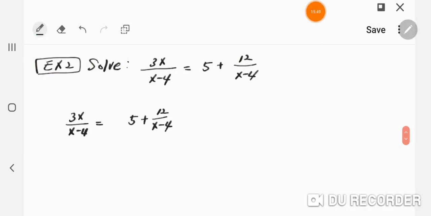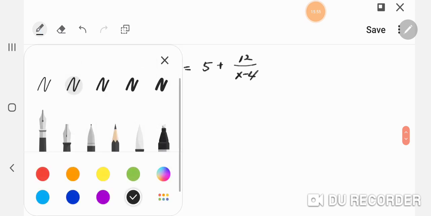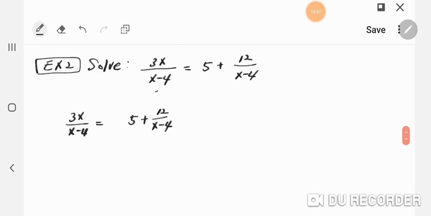Okay, let's try example 2. Solve the equation that contains fractions. From this one, what's the LCD? The LCD is x minus 4. So this whole thing is one factor. So why don't we multiply each side of the equation by the LCD, which is x minus 4 with the parentheses.